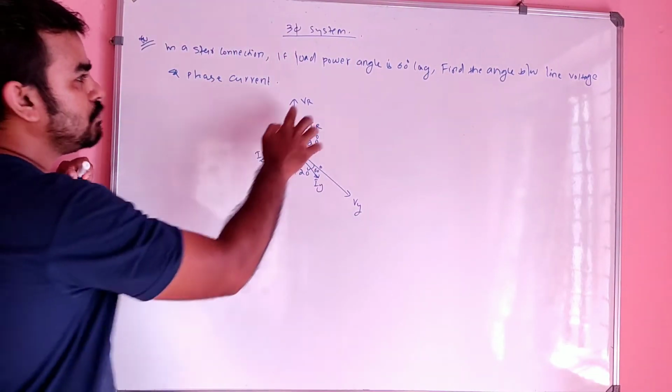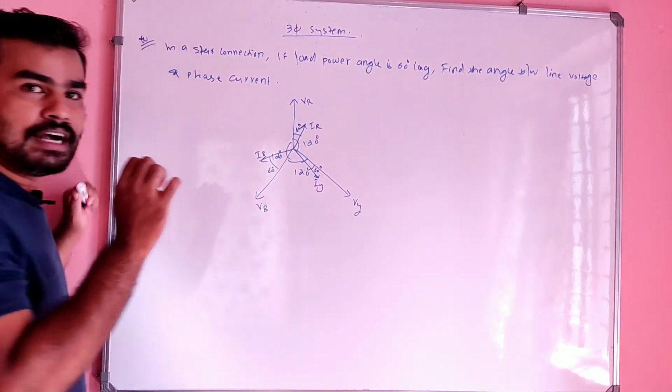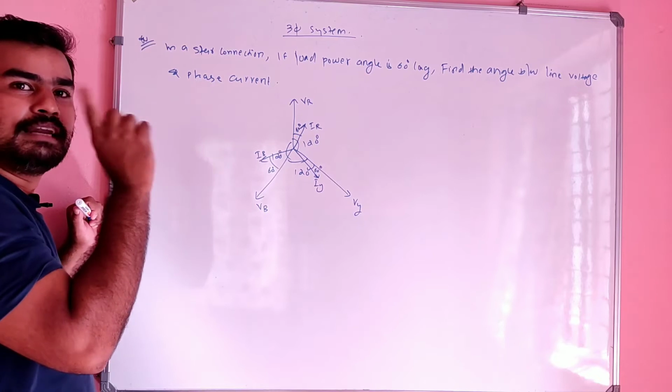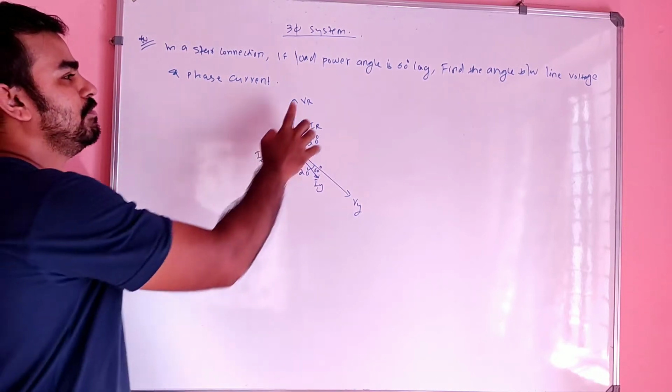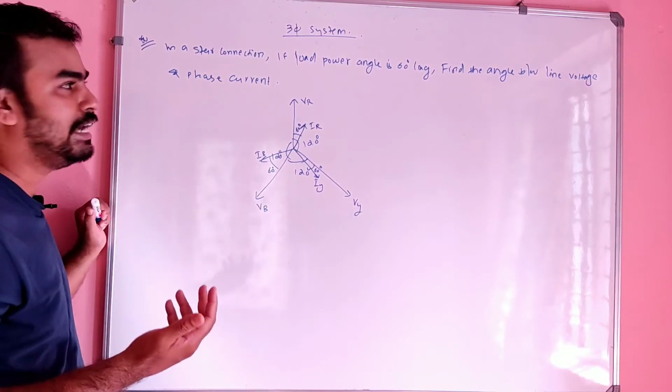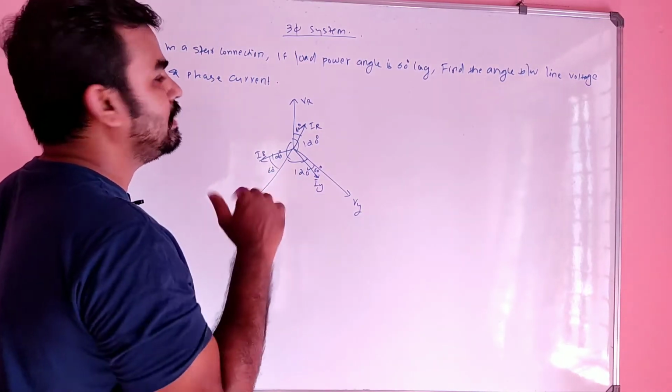Okay. So we have to find the angle between line voltage and phase current. This VR, VY, VB, all are what? Line or phase voltage? It is phase voltage, right? A single subscript means it's a phase voltage. VR, VY, VB are all phase voltages. We have to find the line voltage and the phase current, right?